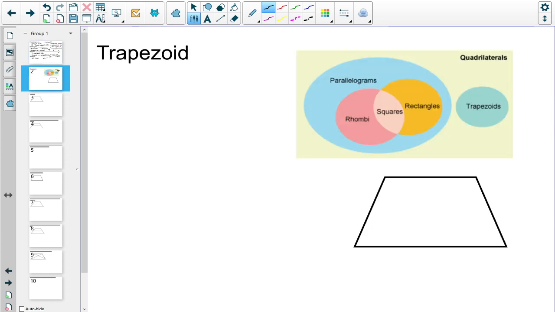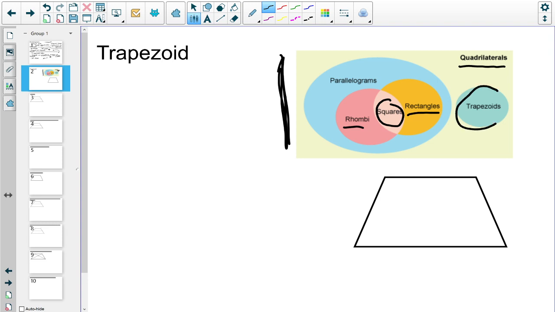So what is special about a trapezoid? Now I really like this picture over here to the side, this Venn diagram. As you can see, the whole rectangle is quadrilaterals, meaning 4-sided polygons. And then you have this circle here that encompasses parallelograms. What do we have in there? Rhombi, squares, and rectangles. But what you'll notice is that squares fall in between rectangles and rhombi because, once again, a square is all 3. A square is a parallelogram, that is a rhombus, that is also a rectangle.